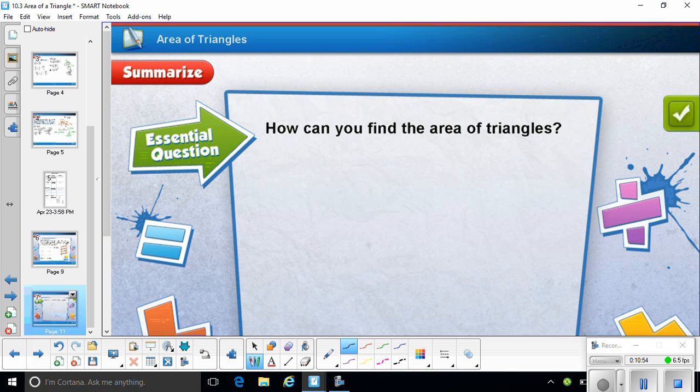Okay, finally, our essential question for today. How can you find the area of triangles? In your summary, I'm looking to see the formula stated that we would use. I'm also looking to see how you can solve for any type of triangle problems, whether it's finding the area or finding the unknown value. So we want to make sure we include that. And I'm really looking for a 3 to 5 sentence summary based on what we have discussed in this video. I look forward to discussing this with you in class.